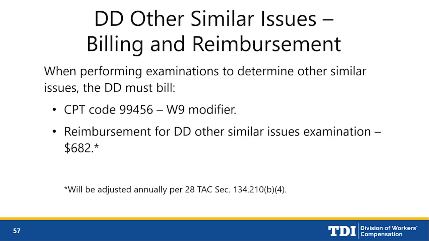So if the issue in dispute is not covered in those first few examples, it could be one of those other similar issues that has come up on the claim that the designated doctor has been ordered, asked by the division to give their opinion on. So with that, again, we're going to see the 99456 with that W9 modifier. Reimbursement for that currently is $682.